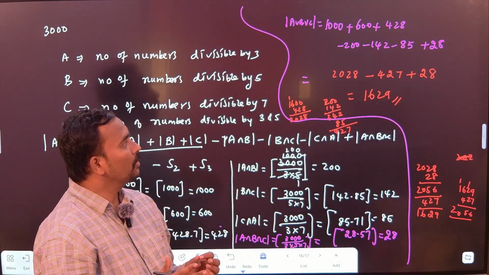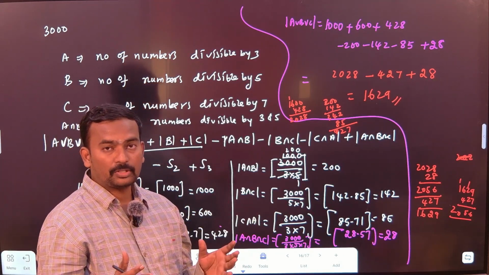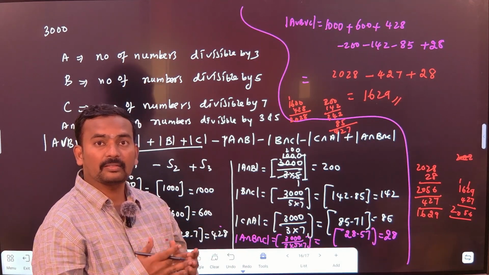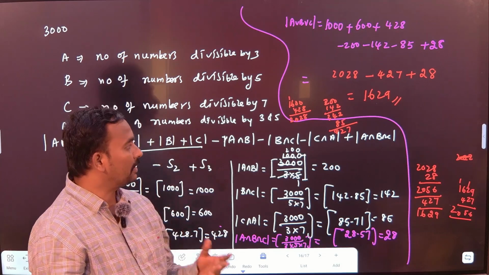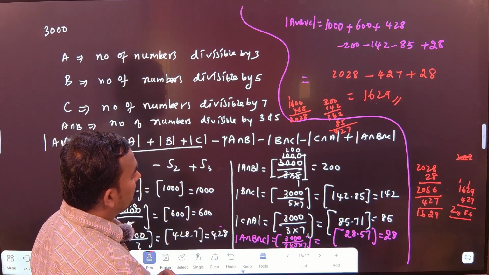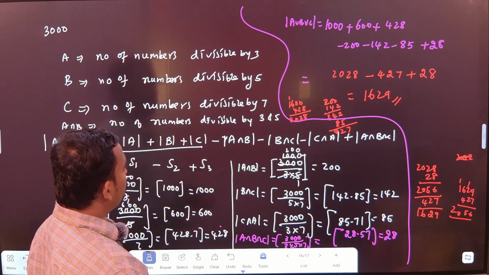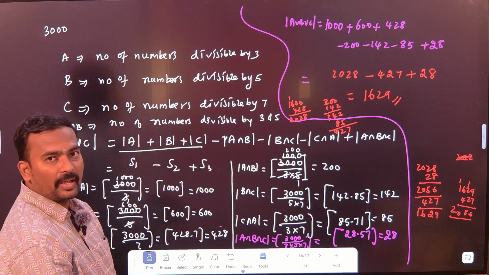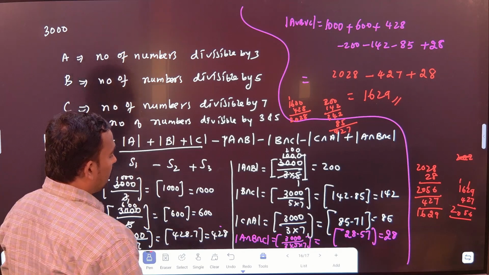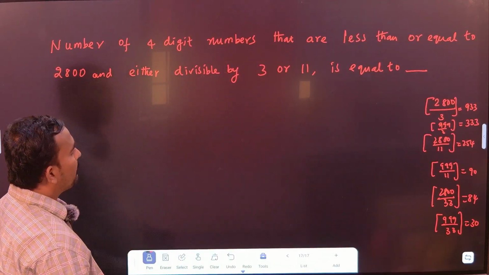From 1 to 3000, which are divisible by either 3 or 5 or 7. 1629 numbers are possible. Okay, I hope everyone understood, right? Okay, fine. Let's do the last question today.